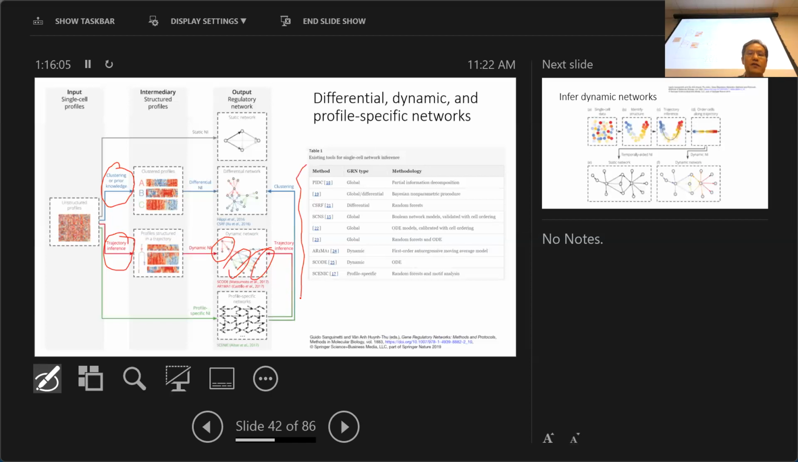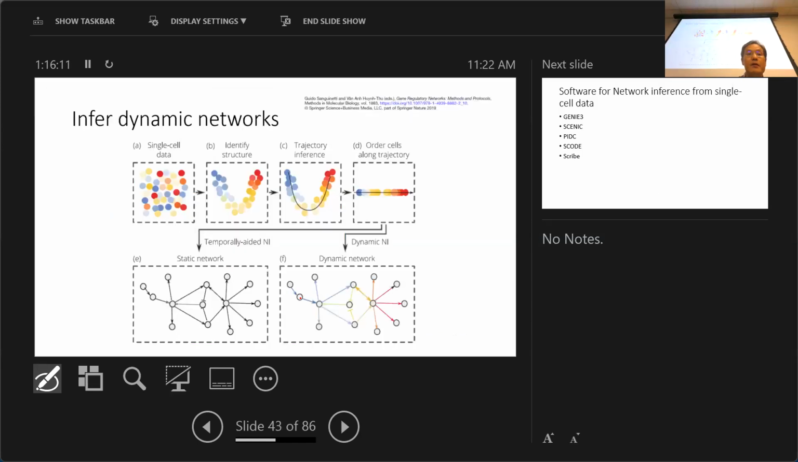And then they list some of the methods you can use to build networks. So this is what I mentioned. If you build the trajectory, it gives you the time series information to start to build a temporal, dynamic network.